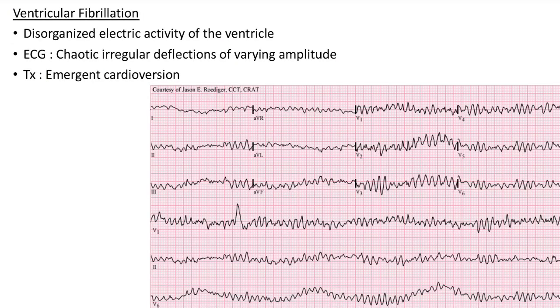Now let us see about ventricular fibrillation. It is disorganized electrical activity of the ventricle. ECG will show chaotic irregular deflections of varying amplitude, as you can see in this picture. Treatment of ventricular fibrillation is emergency cardioversion.